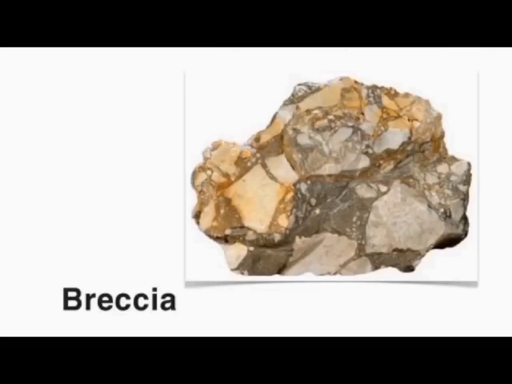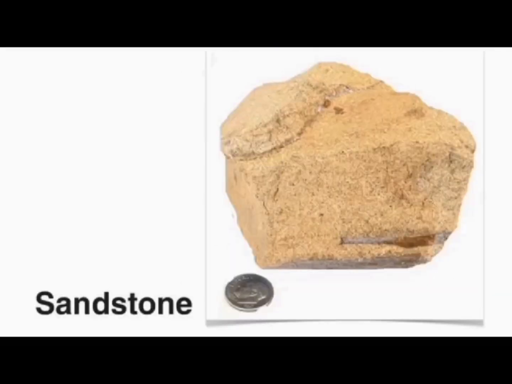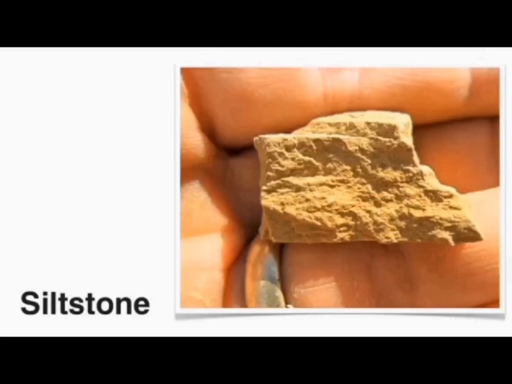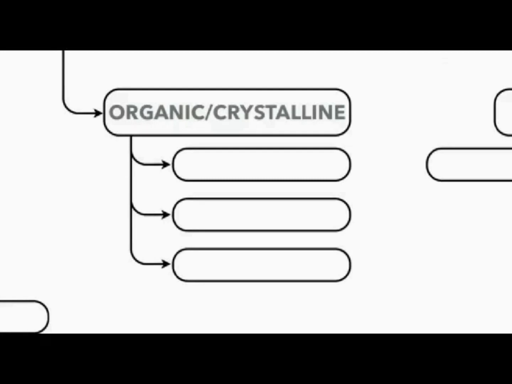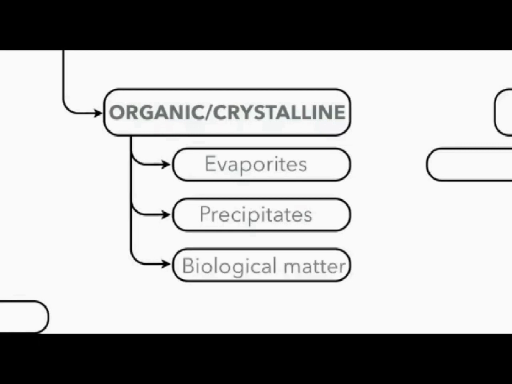Then, breccia is also made of different size sediment. Sandstone is made of compacted sand grains, siltstone is made of compacted silt, and shale is made of compacted clay particles. The second type is organic and crystalline sedimentary rocks. For the crystalline, we have things called evaporites and precipitates. And for the organic, we have biological matter rocks or bioclastic rocks.